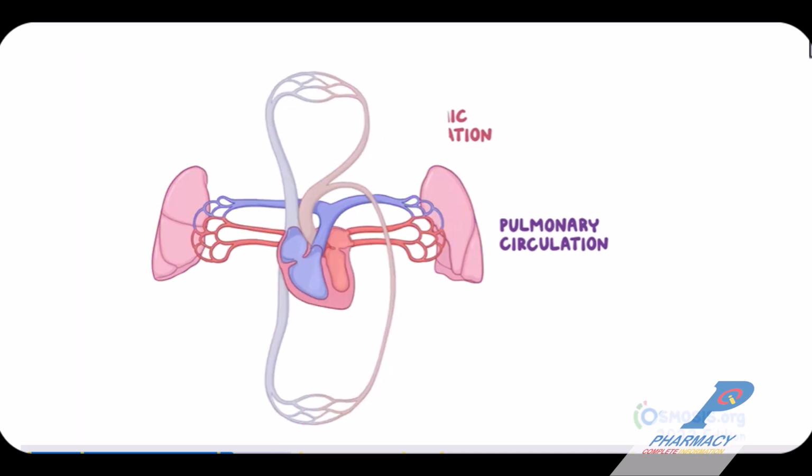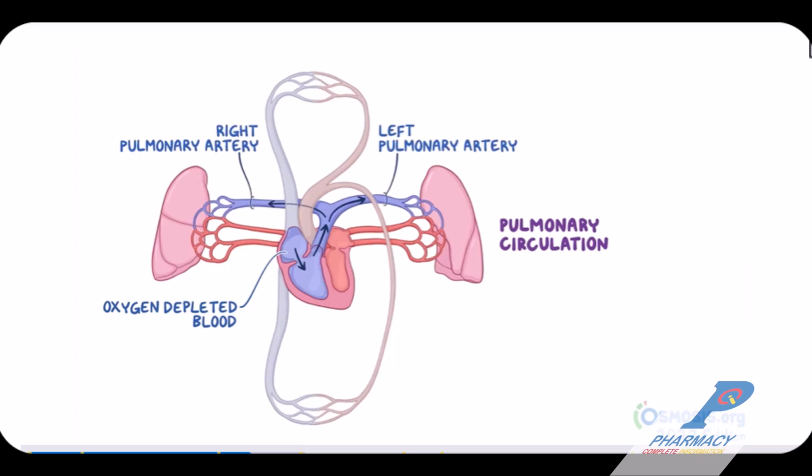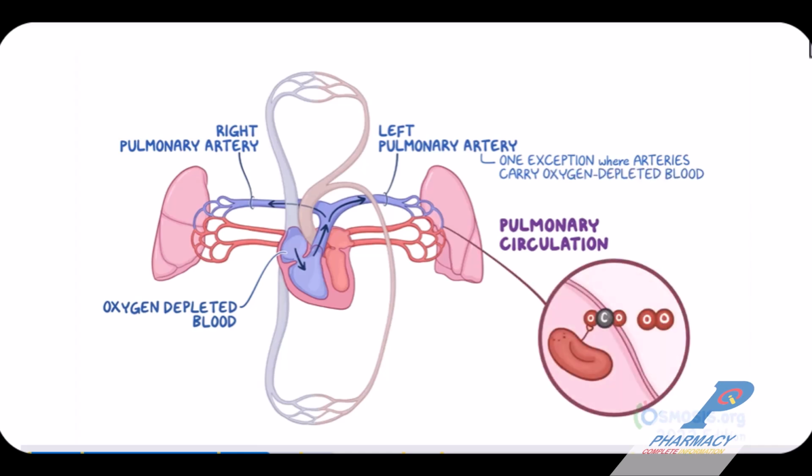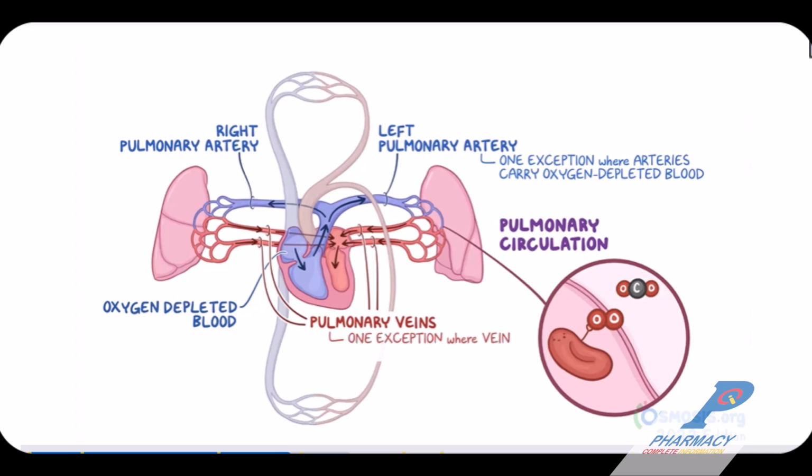In the pulmonary circulation, oxygen-depleted blood from body tissues runs from the right atrium to the right ventricle of the heart into the right and left pulmonary arteries, which carry the blood into the right and left lungs. This is the one exception where arteries carry oxygen-depleted blood. Here, the blood dumps carbon dioxide and receives fresh oxygen via gas exchange. Then, the blood runs back through four pulmonary veins to the left atrium, where it passes into the left ventricle. This is the one exception where veins carry oxygen-rich blood.